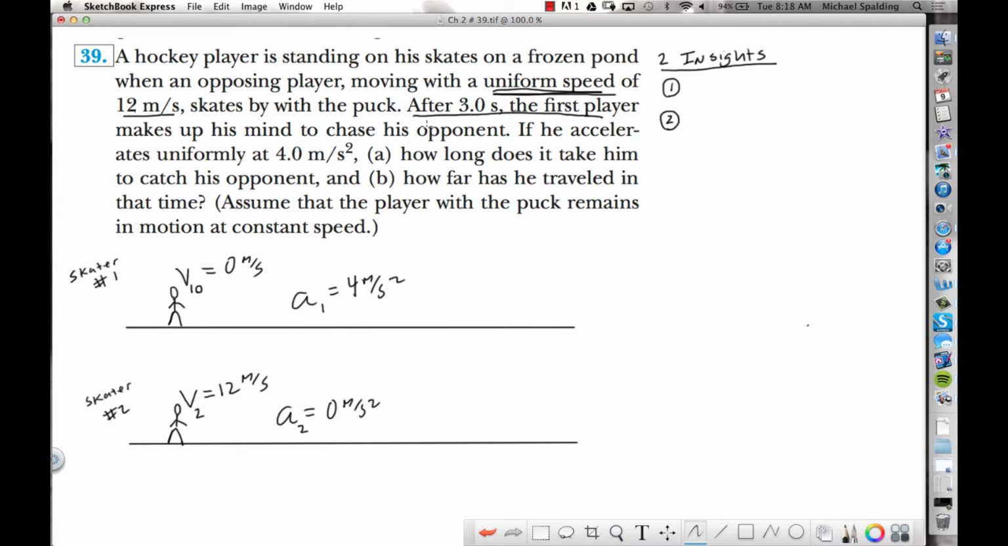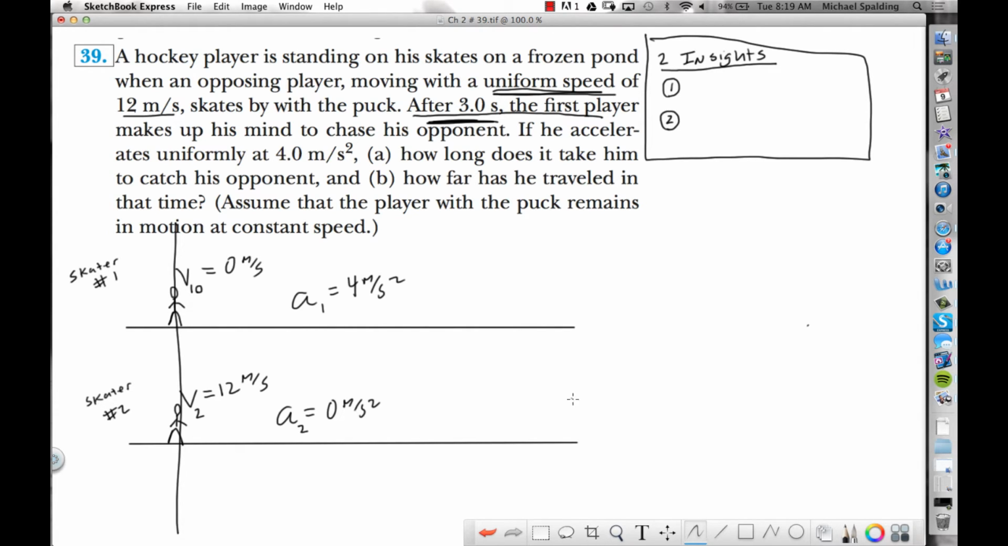Okay? But before we do that, I want to talk about these two insights. The time is going to be the second insight. So there are 2 insights into this problem. Dealing with the time is the second one. The first insight is this. Look, the problem begins at the moment skater number 2 passes skater number 1. The guy who's cruising at a constant speed passes skater number 1. Bam! The problem begins right there.